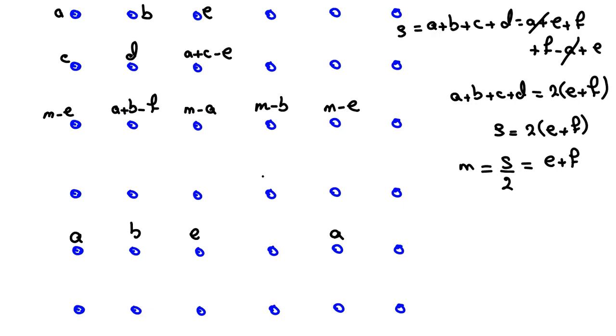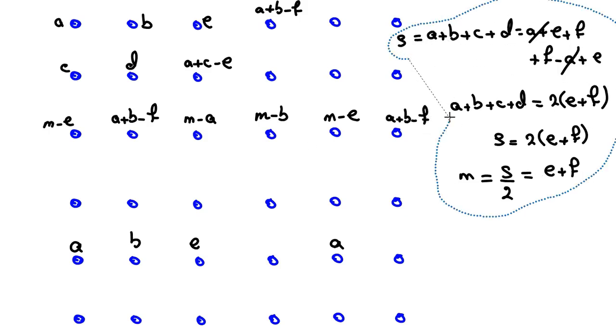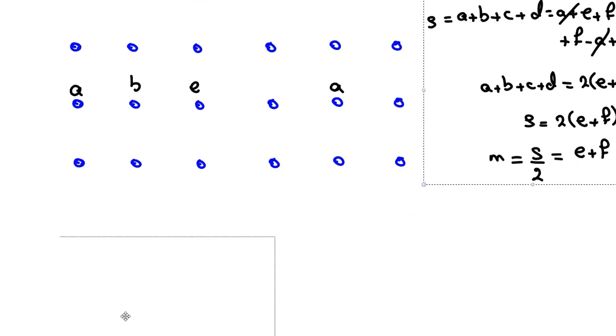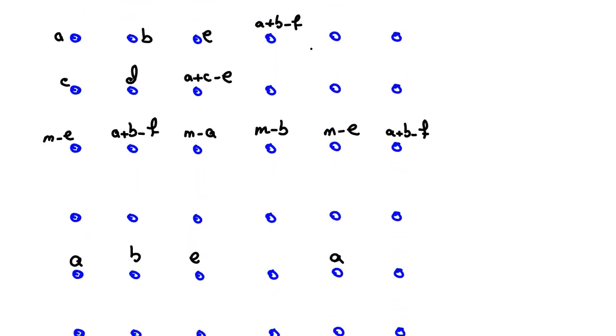So let's write all the things that we can. Here it is A plus B minus F. Okay, now let me move all these things to another place. So let's write all the things that we can: A plus B minus F.